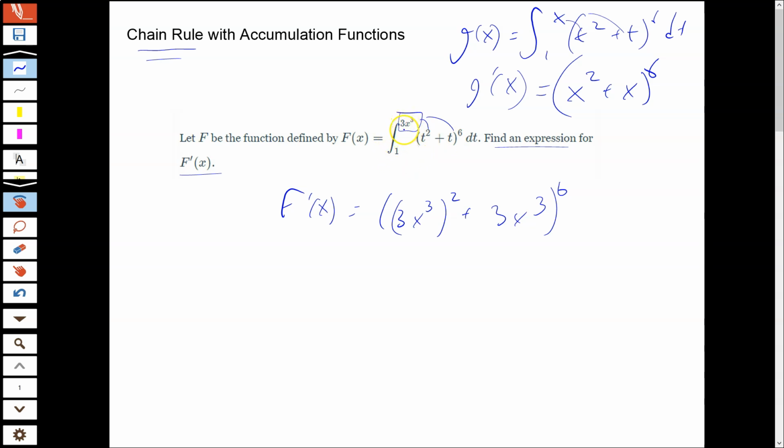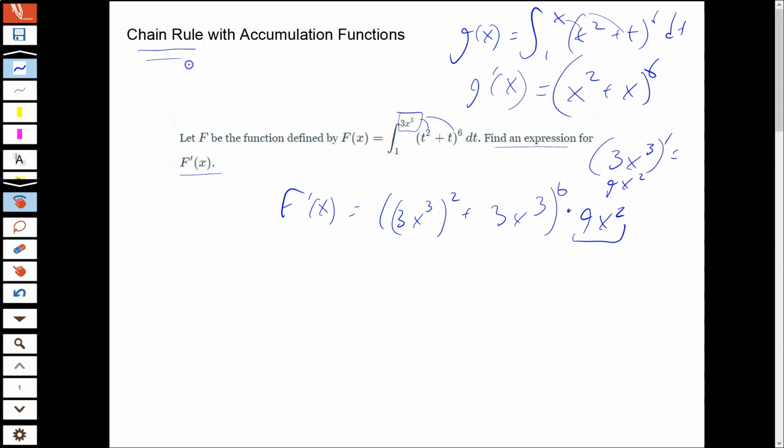But now, we are also taking the derivative of this upper bound. This is also changing, so we're going to multiply by its derivative. So its derivative is going to be, 3x to the third, the derivative of that is 9x squared. So we're going to multiply 9x squared by our result. So that is the chain rule.